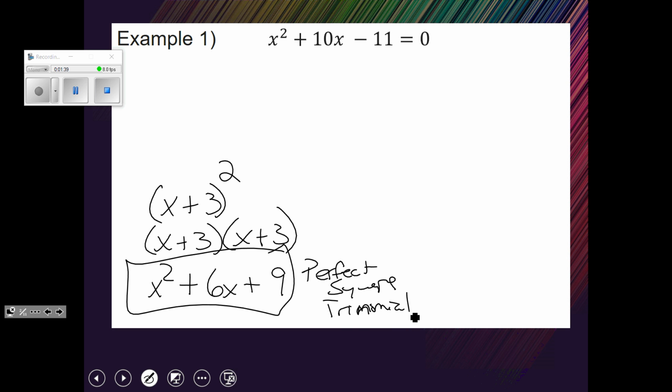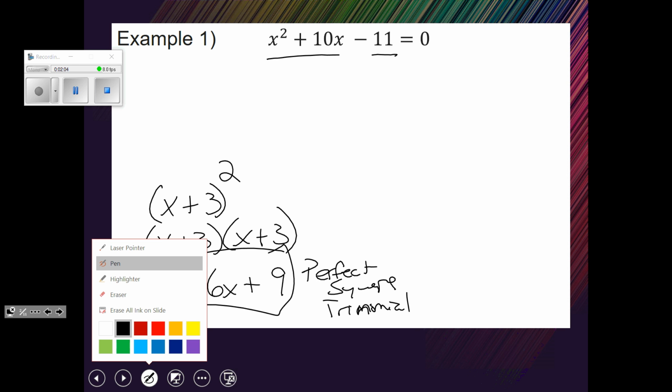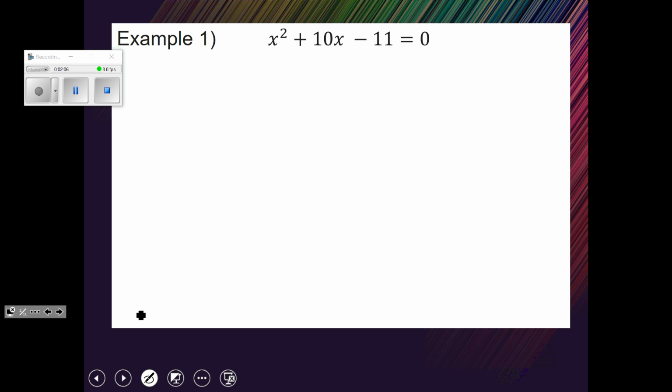I want you to understand that. That is a perfect square trinomial because when you take the square root of it, you get two binomials, the same binomial times the same binomial, multiplied by itself. So what we're going to do is complete the square, or make this up here into a perfect square trinomial. As is, it is not a perfect square trinomial, so we're going to make it one.